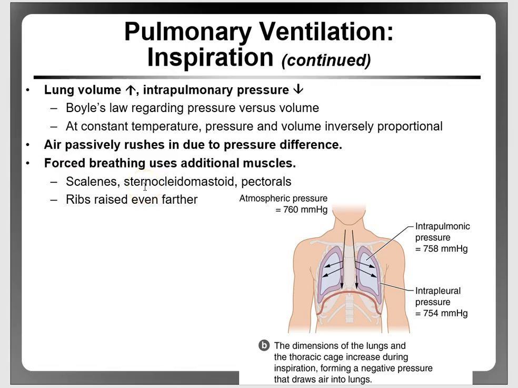One other thing about forced breathing. If a person is breathing more heavily, maybe during exercise, that inspiration is further helped by the action of other muscles. There are additional muscles called the scalenes, and then there's the sternocleidomastoid in the neck and the pectorals in the chest. Those are going to help raise the ribs even more and increase the volume to move more air in and out as a person is exercising, which of course is needed.